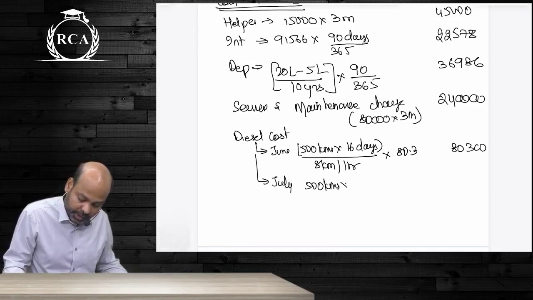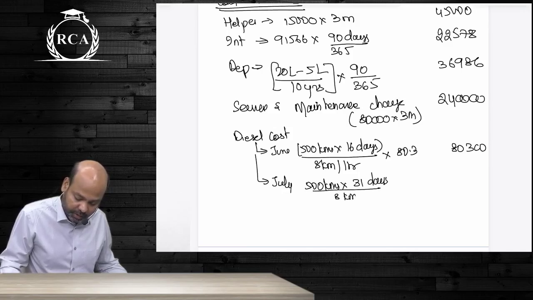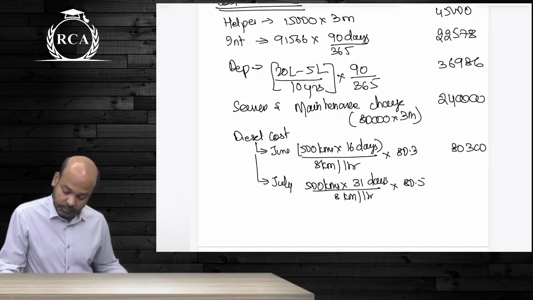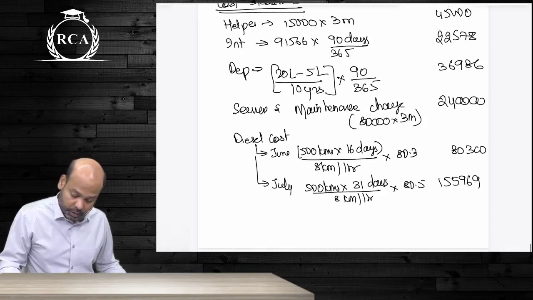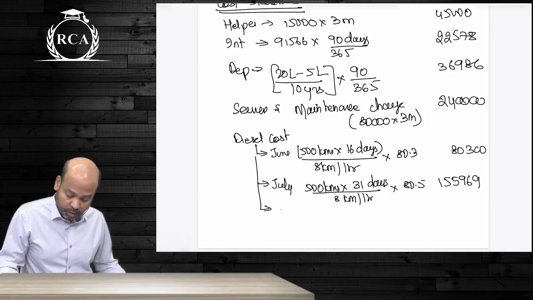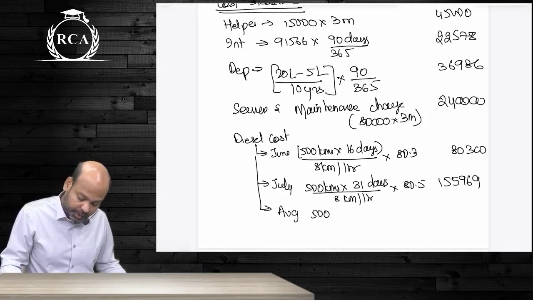July में बेटा same चीज 500 kilometers. We are running for how many days? 31 days. Mileage is still 8 kilometers per liter. Into cost per liter is 80.5. 969. हाँ अगस्त के लिए बेटा 500 किलोमीटर्स पर डे.